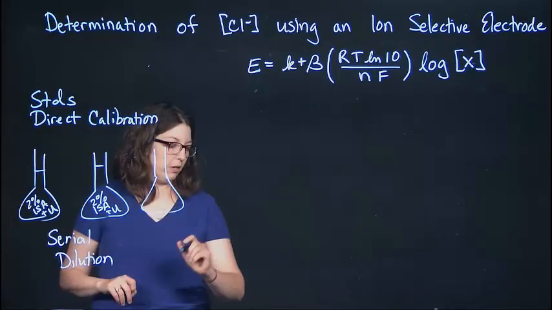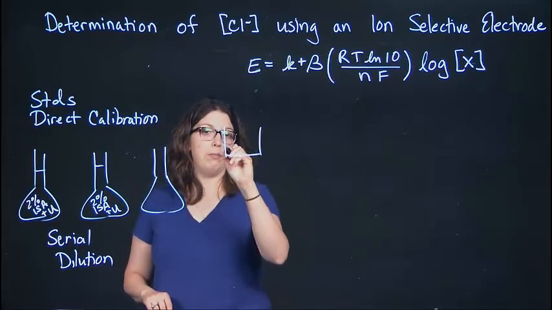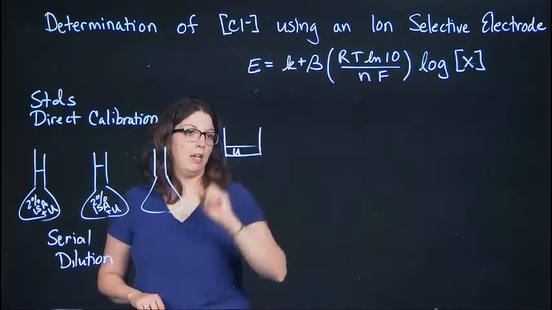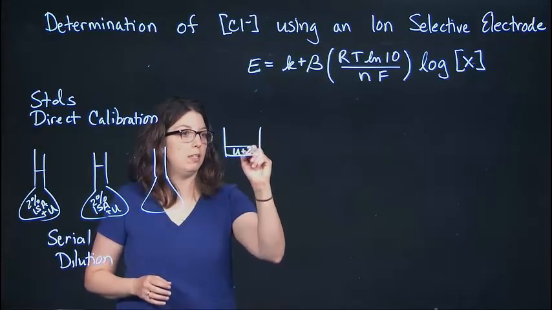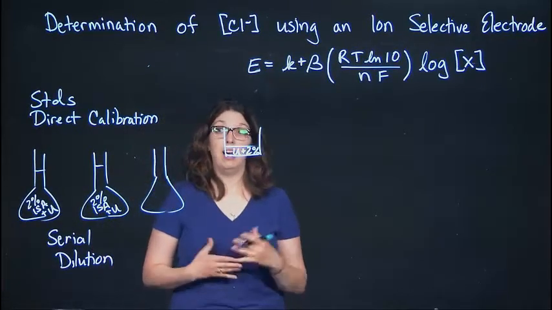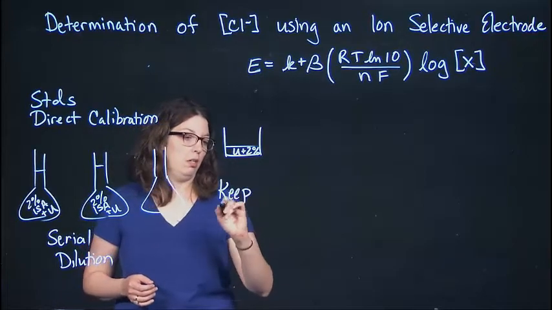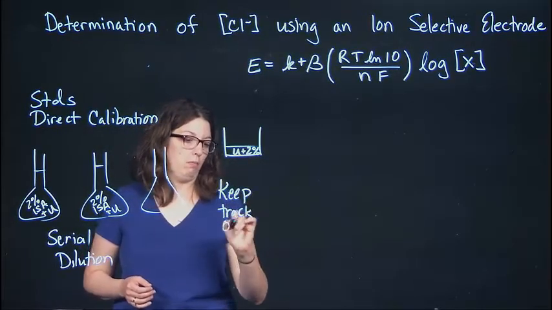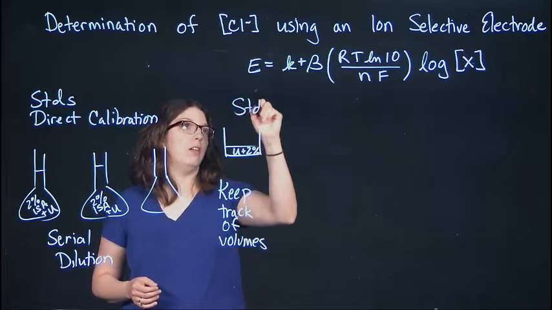For the standard additions, you're going to have your beaker, and it's going to contain unknown. So again, that's U. But it also needs to contain 2% ISA as well. So keep track of volumes here. This is incredibly important for the standard additions.